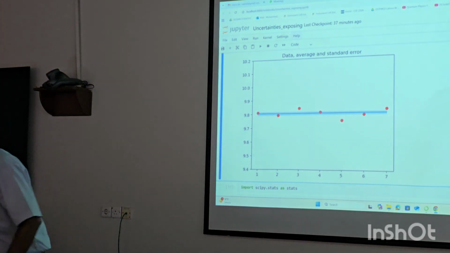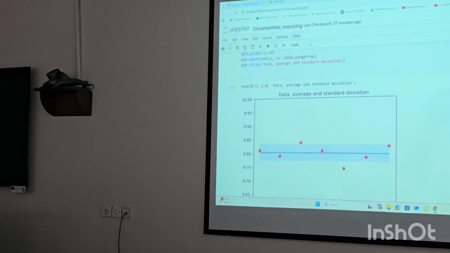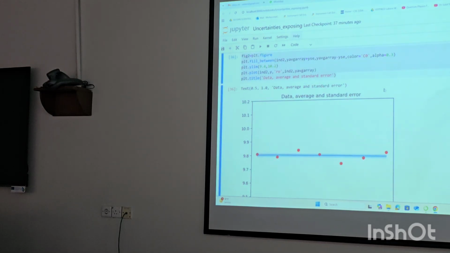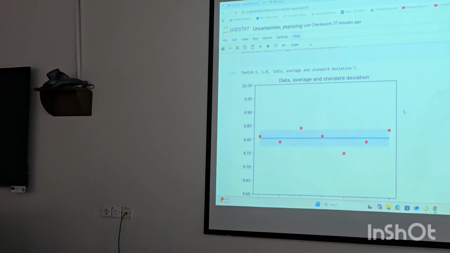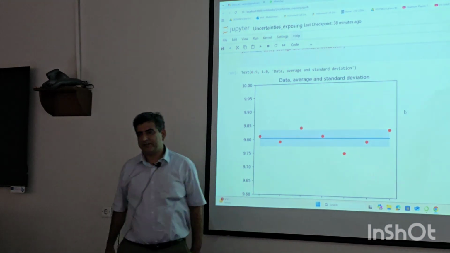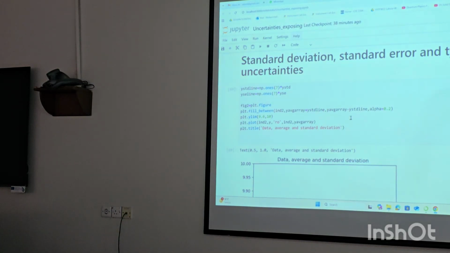sorry, this is a standard error. Excuse me. Right. Sorry, this is the proper plot. This is it. Sorry, I went ahead by mistake. This is the plot data, average and standard deviation. I went a little ahead. Okay? Understood?